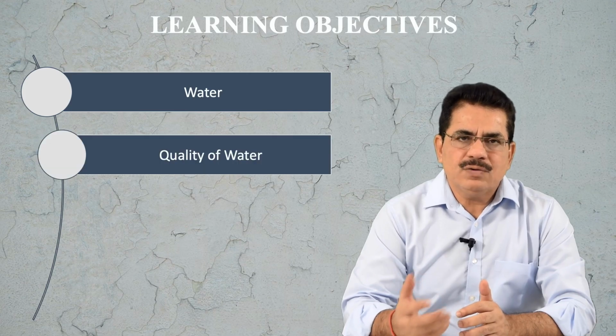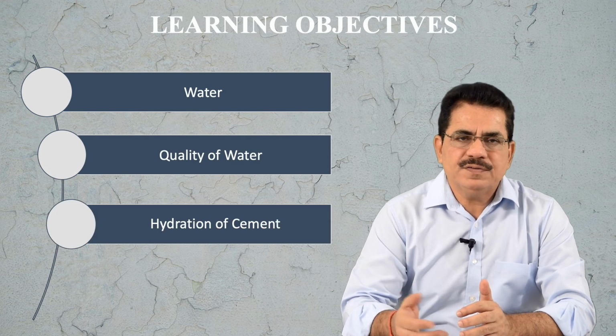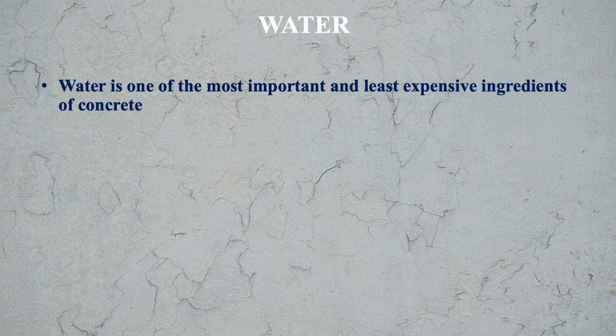Out of these, in this particular discussion, we will focus on water, quality and quantity of water, and hydration of cement. So let us begin with water. As you know, water is the most important and least expensive ingredient of concrete. You know what are the different ingredients of concrete? Cement, fine aggregate, coarse aggregate, and water. So out of all these ingredients, water is most important and also it is least expensive.